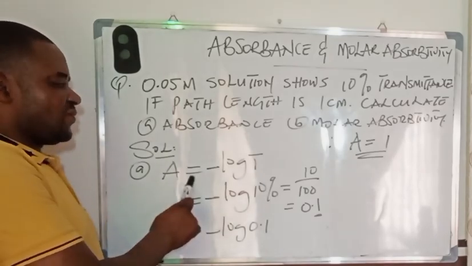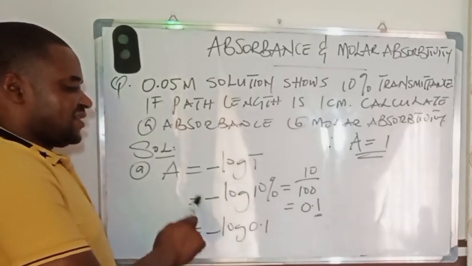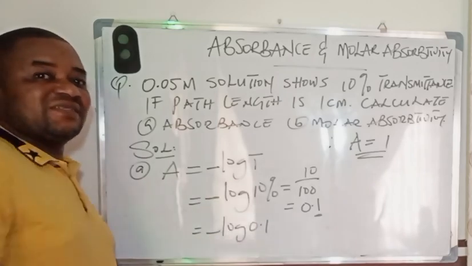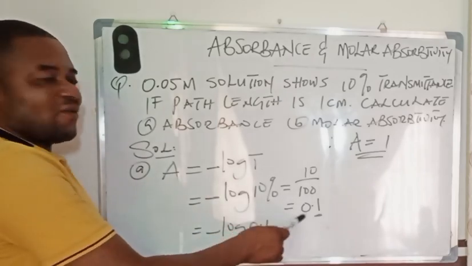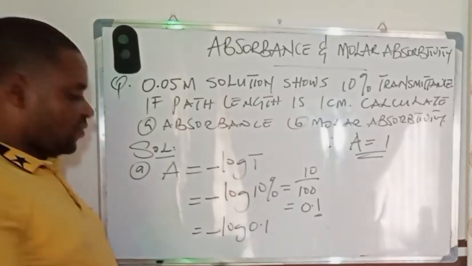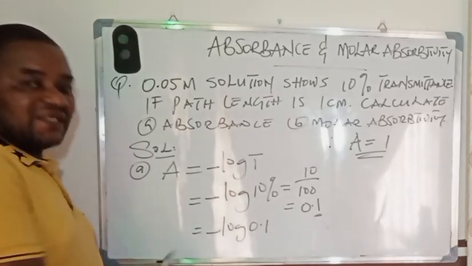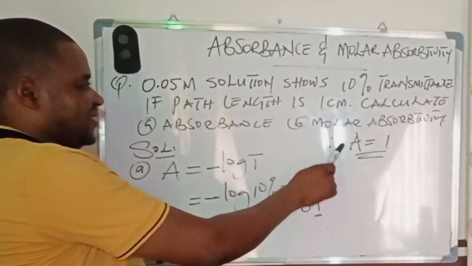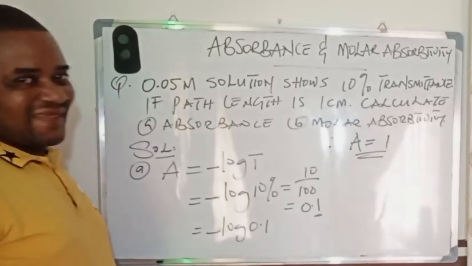So if absorbance is equals to minus log of transmittance, and transmittance is given to us in percentage, convert it from percent. You have 0.1. So log of 0.1 will give you minus 1. Minus times minus 1 gives you plus 1. So the absorbance is what? Is 1. That is it.